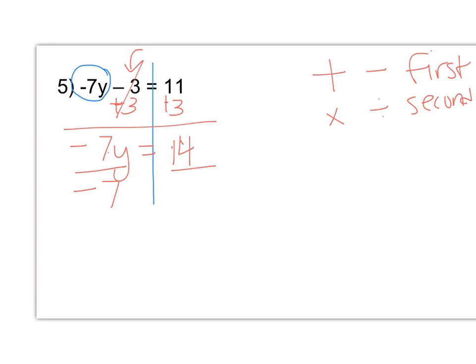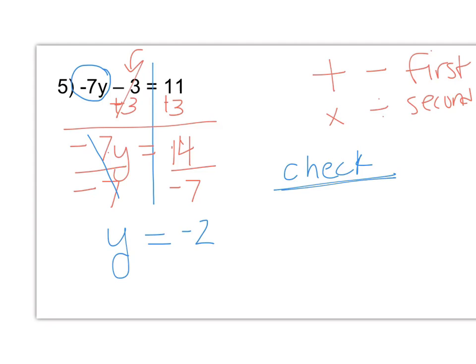We never flip them when we multiply or divide. So I'm dividing the left and the right by -7. -7 divided by -7 gives us 1, so I'm left with 1y is equal to 14 divided by 7 is -2. And to check my answer, I won't check all of these, but I'll do a few just so that you have them for reference.